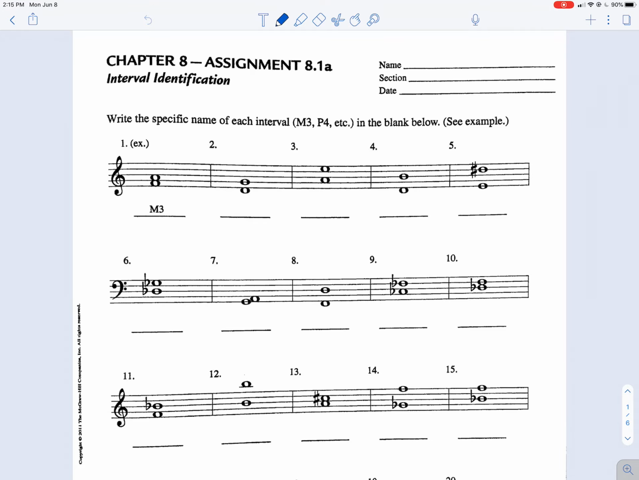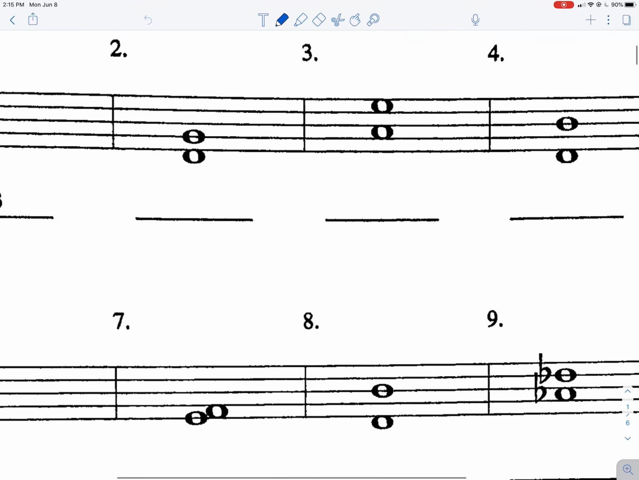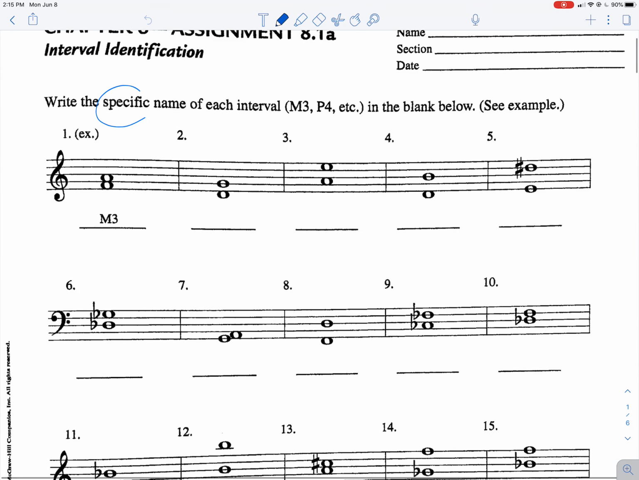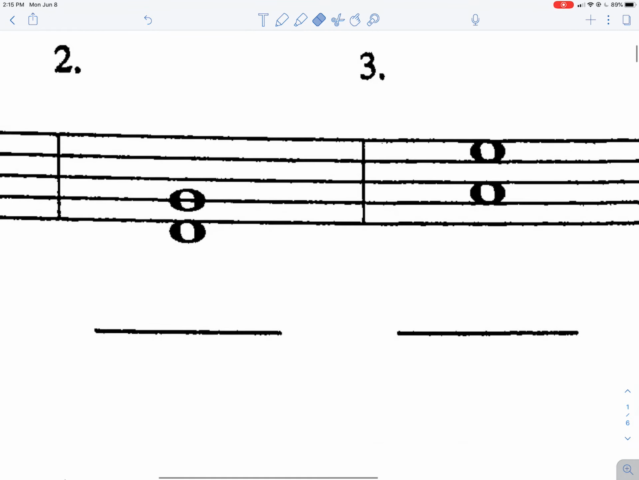In the meantime, here we are going to do our homework together. So let's get started. We are asked to write the specific name of each interval, meaning not just a third, but what kind of third. So here we go with number 2. The first thing that I always suggest when naming intervals is to try to figure out the number, like what distance are we talking about? So what type of interval is it?